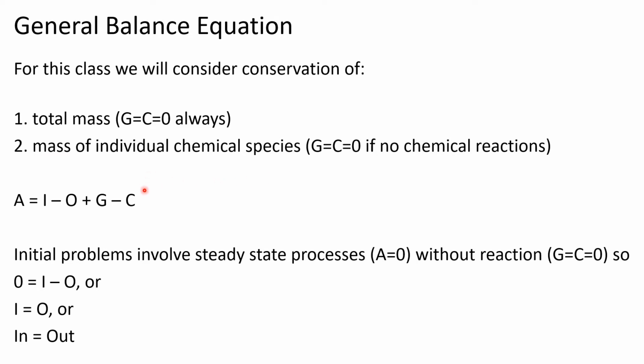Now note that if we don't have chemical reactions, G and C, the generation and consumption terms, are 0. And initially, we're going to be looking at problems that are only steady state. So the accumulation term A will be equal to 0. So if we have no reactions in addition to having a steady state process, then we'll be able to say that 0 is equal to I minus O, or I is equal to O, or just simply in is equal to out.